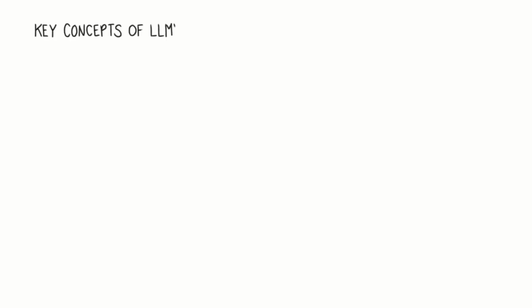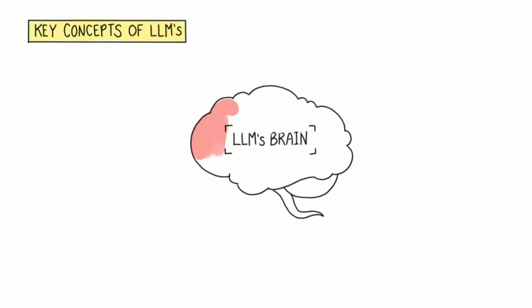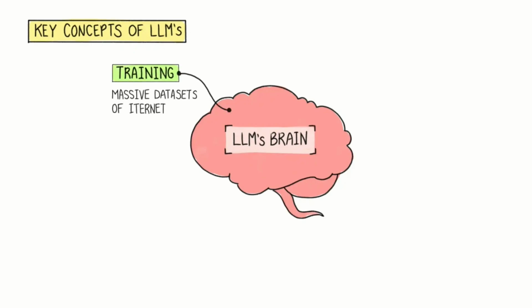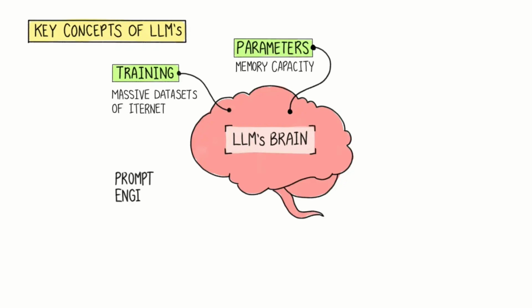In our story, Sarah's journey illustrates several key concepts. Training. Like Sarah reading millions of texts, LLMs learn from massive datasets of internet text, books, articles, and conversations. Parameters. Think of these as Sarah's memory capacity. More parameters, in the billions, allow for capturing and learning more complex language patterns. Prompt engineering. This is like knowing exactly what to say to Sarah to get the response you want. The way you phrase your question to an LLM greatly affects its answer.